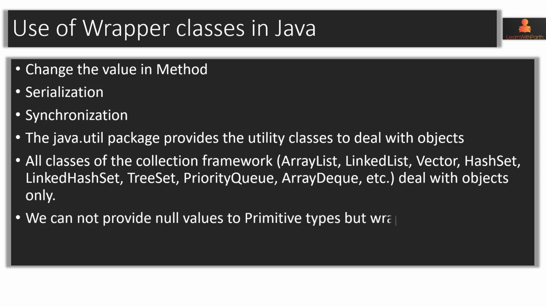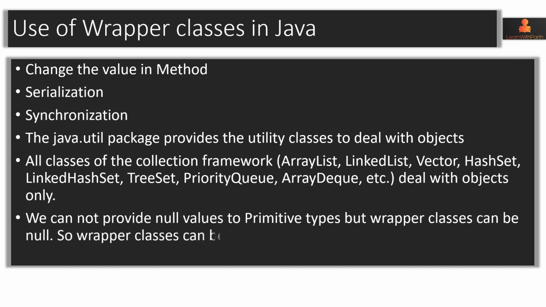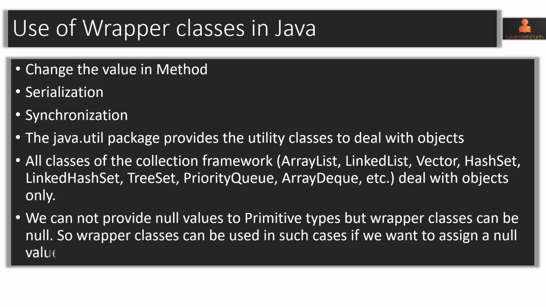We cannot provide the null value to the primitive types, but to the wrapper class we can assign the null value. So wrapper classes can be used in such cases if we want to assign a null value to a primitive data type. So what is auto boxing?